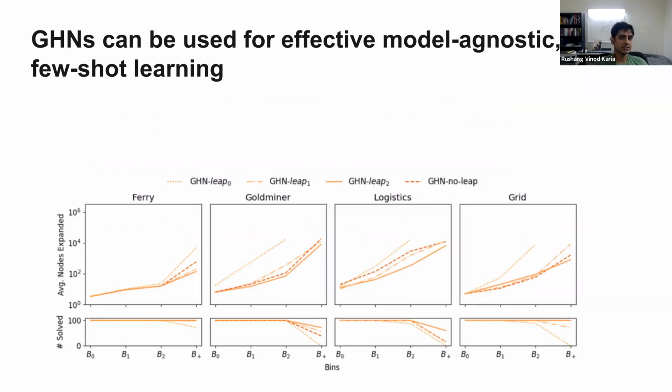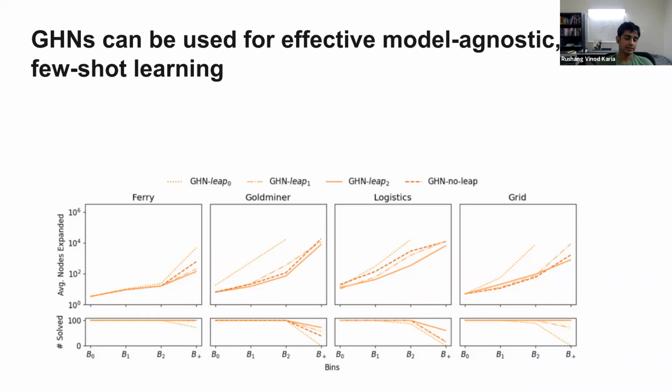So the first set of results show how GHNs can be used as an effective model-agnostic few-shot learning technique in relational settings. So for this plot, the x-axis represents the problem bins, where B plus, the last bin, contains problems that are larger than any problems seen in the training set for any GHN network. The top plots represent the average nodes expanded, which is a factor of the average effort, and the bottom plot talks about the average number of problems solved.